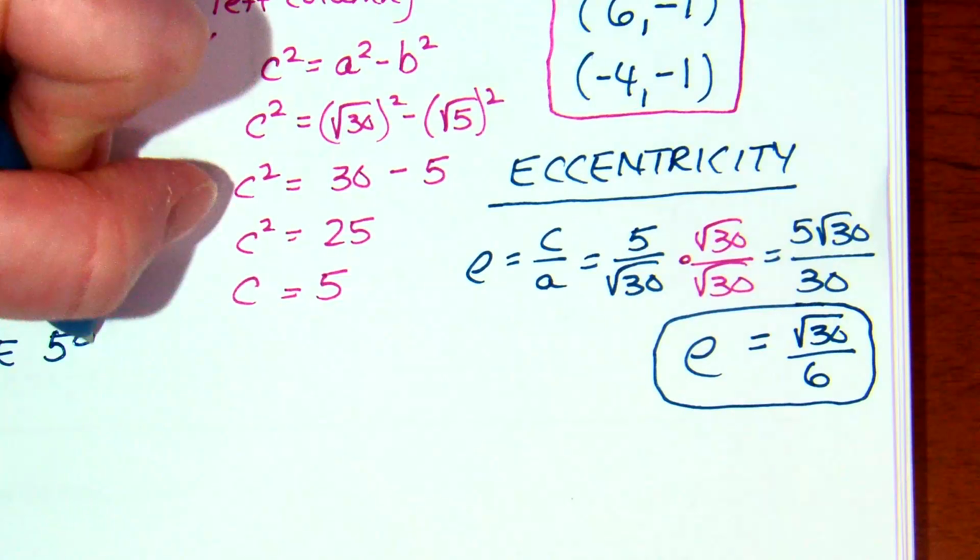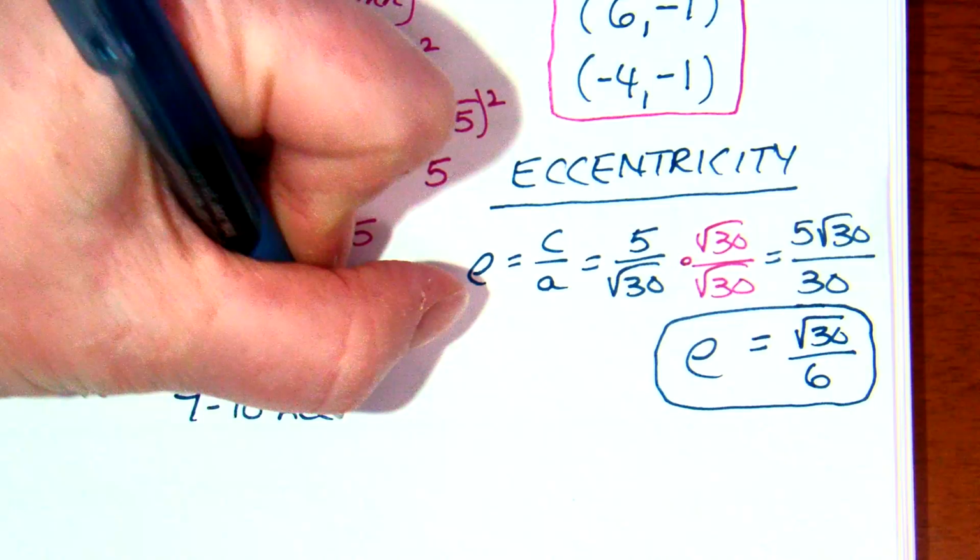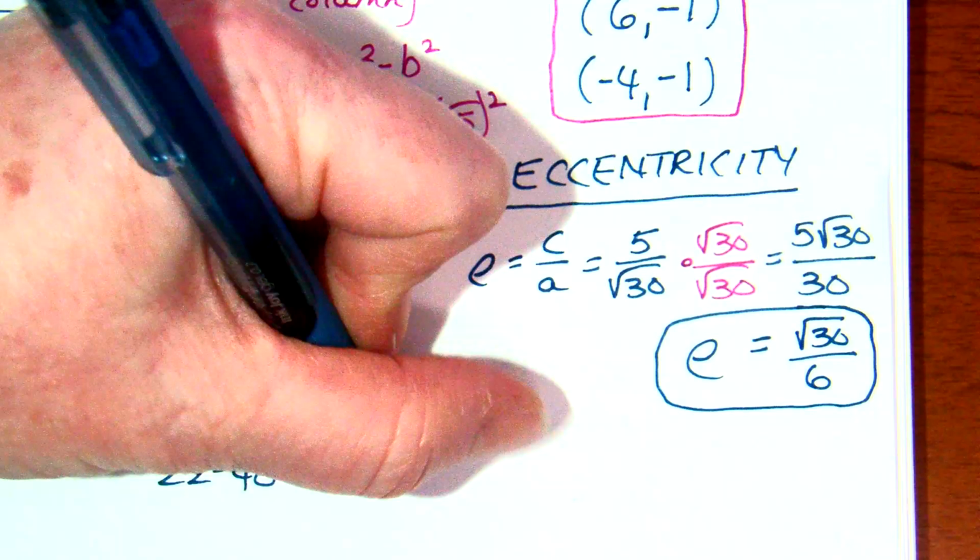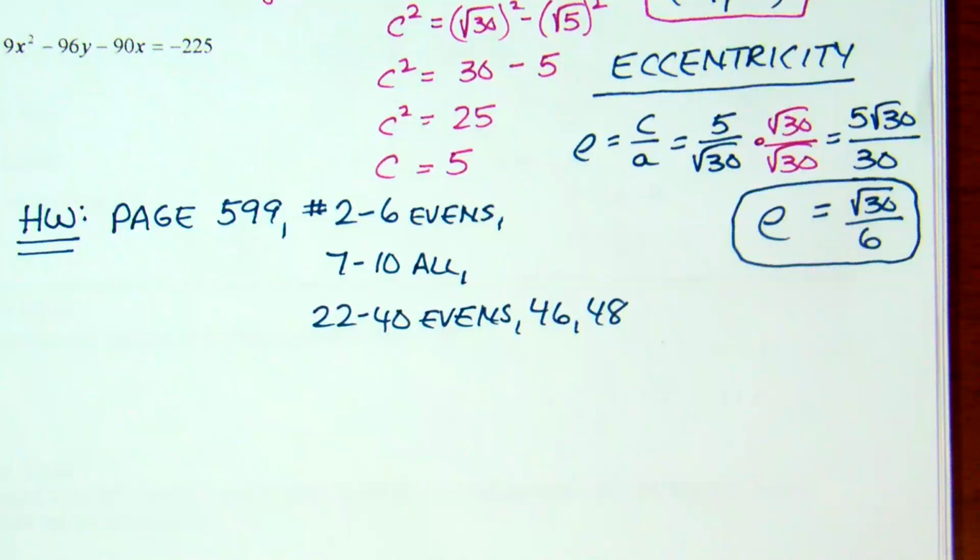Page 599. Well, I was on one, step 2 through 6 evens. 7 through 10 all. That was kind of good, though. 22 through 40 evens. 46 and 48. And again, Monday I will be doing ellipse questions.